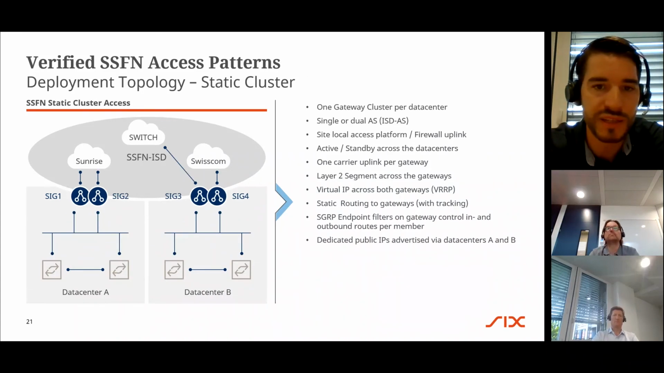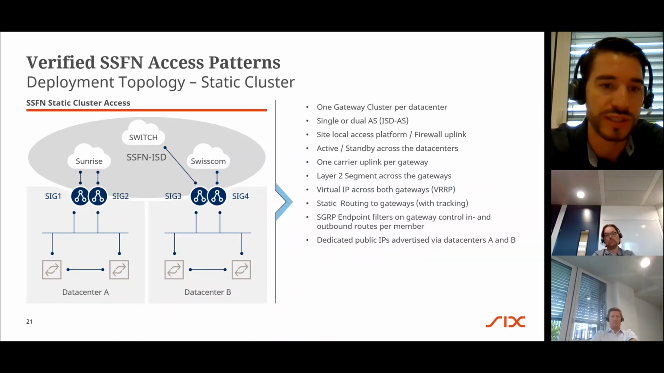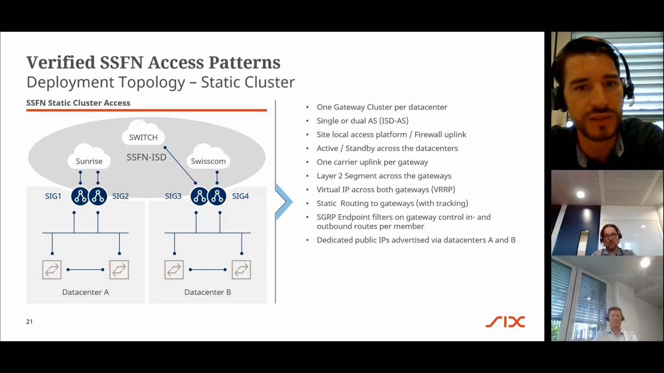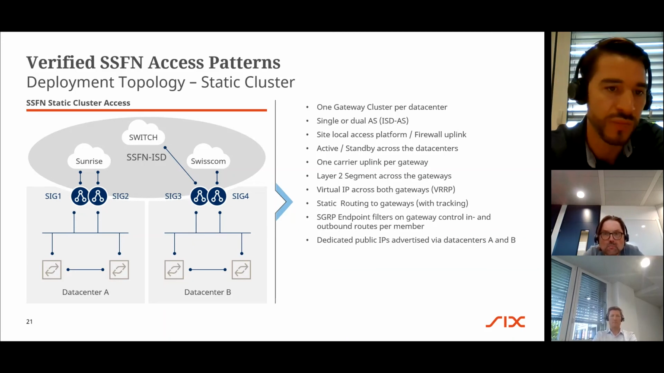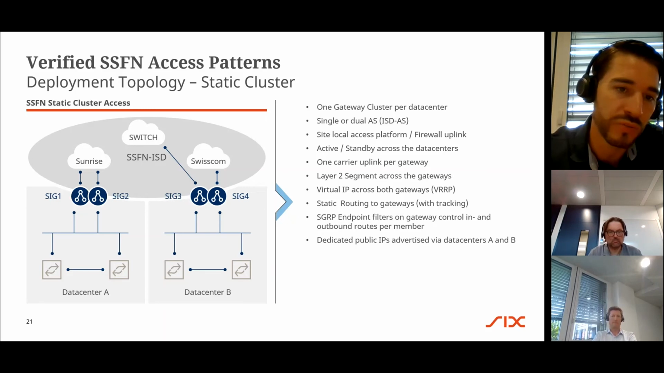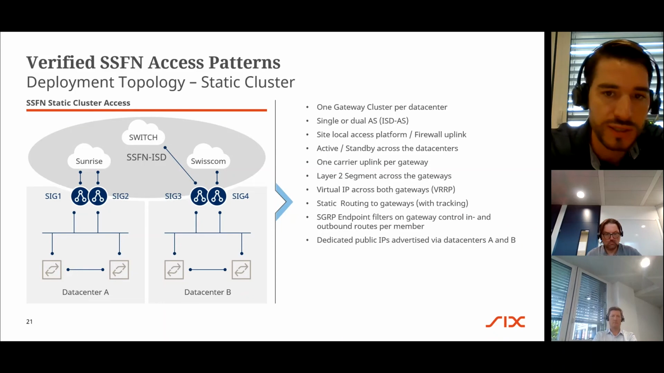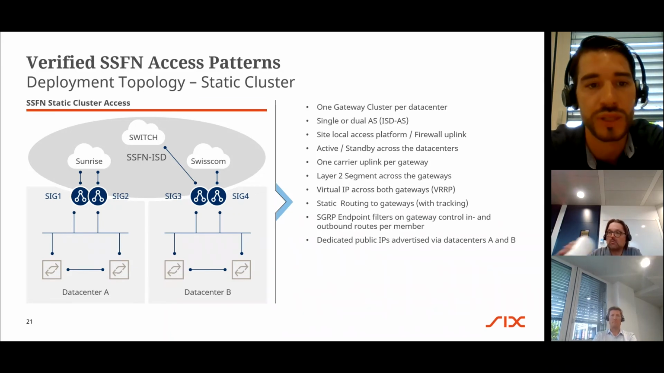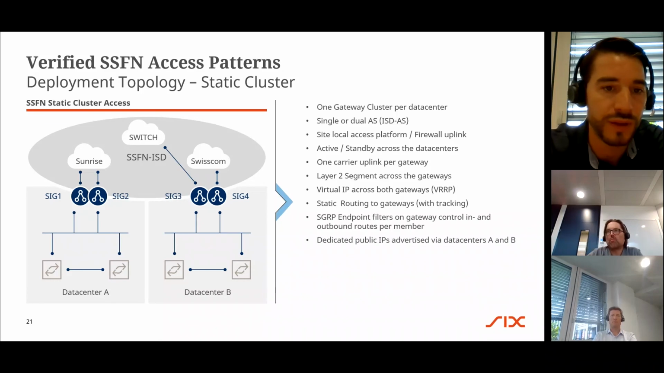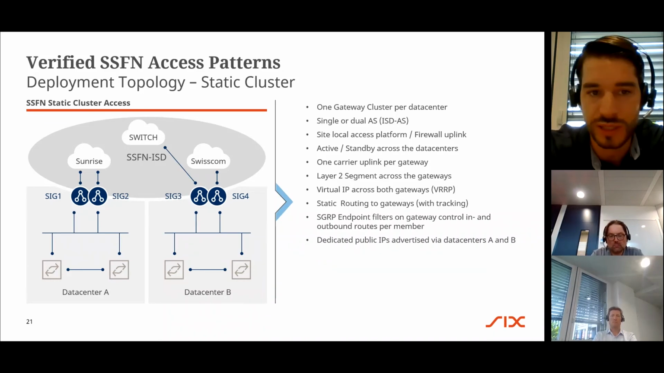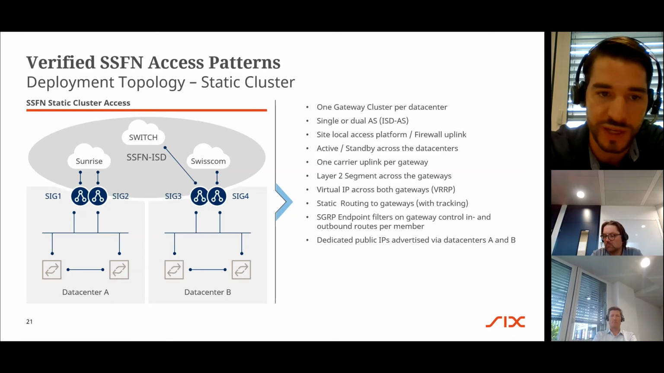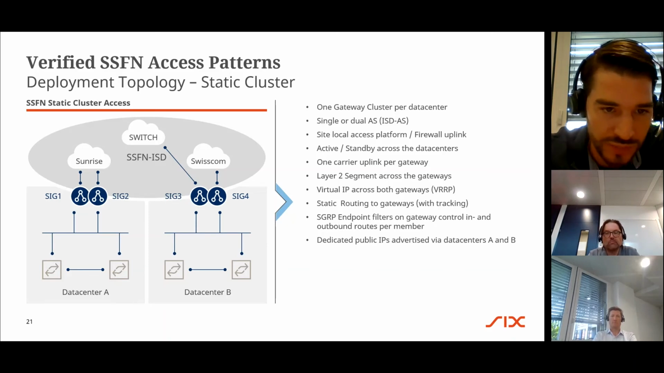The second pattern that I want to mention is the static cluster setup, where you don't need a routing protocol between the gateways and your network. In this case, it would be based on a virtual address that is on either one of the cluster members, and you just have a static configuration that points to this virtual IP as a next hop. And if one of the gateways goes down, the other one takes over. And the sites, as you see down here, are independent.